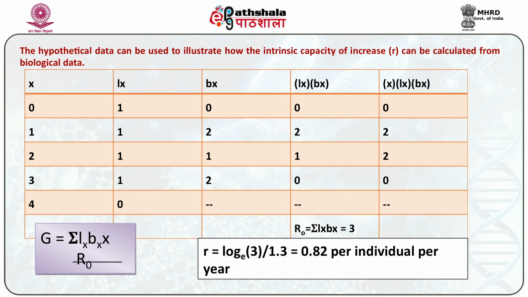Knowing the values of capital R naught and capital G, we can calculate the intrinsic capacity of increase, that is small r, by applying the formula. So, now we get log e of 3 divided by 1.3, and now we will get the value of 0.82 per individual per year.